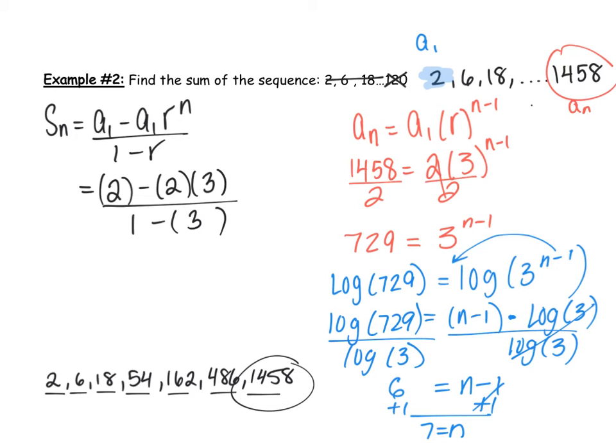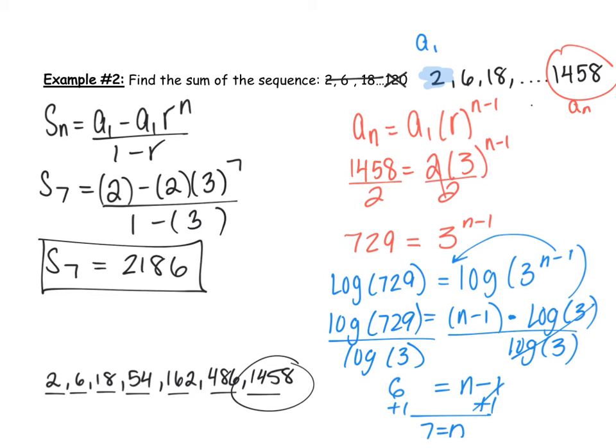So now that we know that n is 7, we can go ahead and put 7 here, and I want to find the sum of 7 terms. So go ahead, type this into the calculator. Suggestion is to use alpha y equals, and then hit resume when you're ready for the answer. All right, I got 2,186. So that is the sum of these 7 terms.